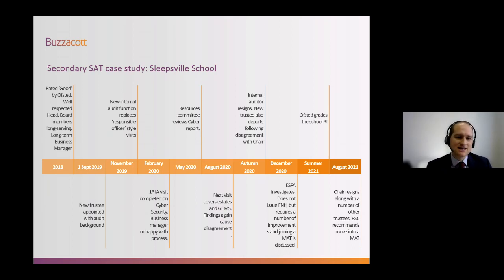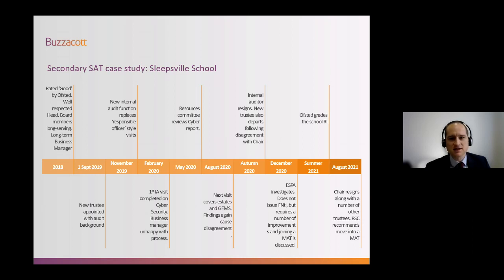And the story really begins in 2019 when the chair of the resources committee steps down after a long period of appointment. And so they go out and appoint a new trustee. And the new trustee they appoint, she's from an audit background and takes up the chair role of that resources committee. Now, it turns out that the previous chair was actually doing what equates to responsible officer checks as part of the internal scrutiny of the trust up to that point.